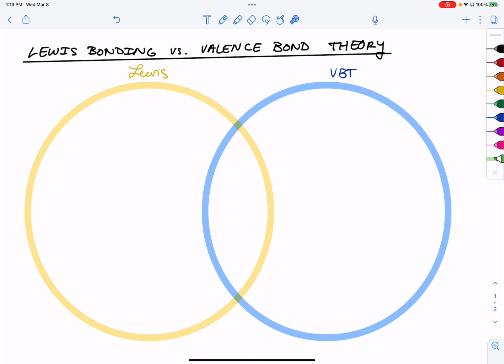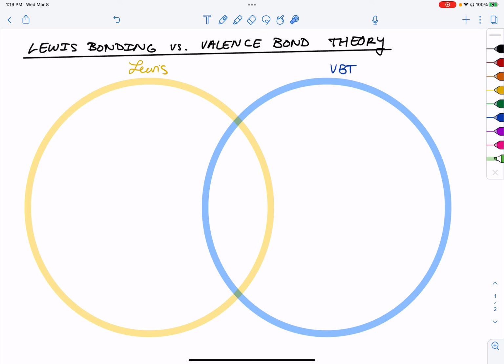And hopefully that will give you an idea of how Lewis and valence bond theory are different and used in different ways and give different information about how things are bonded in a chemical compound. So let's start with our Lewis model of bonding.